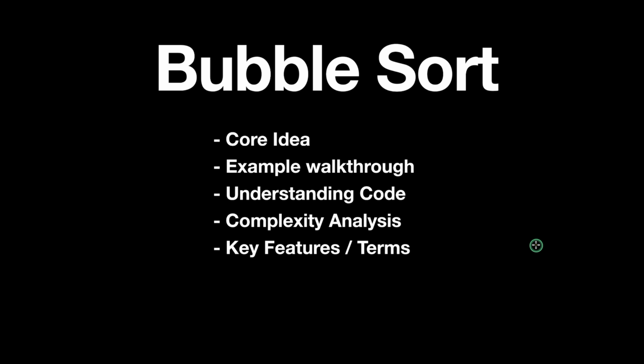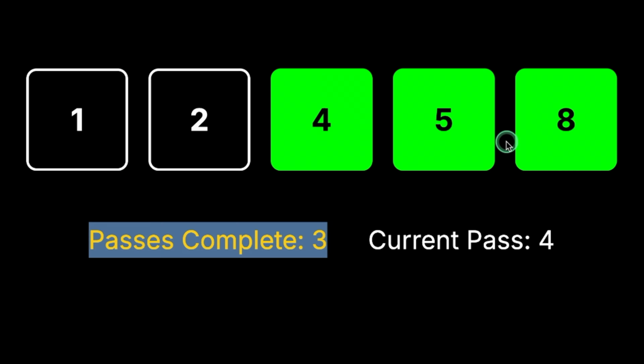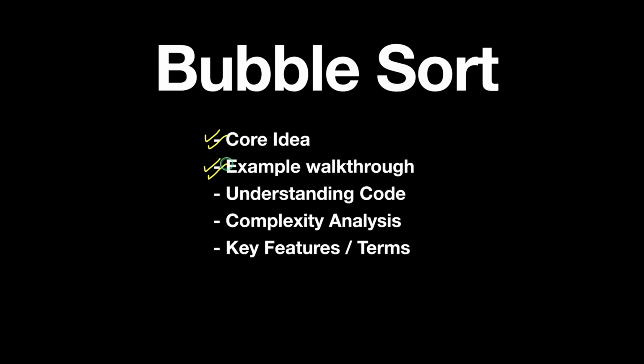Bubble sort is one of the simplest sorting algorithms, and in this video we will be looking at the core idea. We will be looking at an example that brings the core idea into action. We will write the code and understand the code, and we will also be looking at the performance of the code that we have written with the help of time and space complexity. And finally, we will be looking at the key terms and features of bubble sort that are very important with respect to interviews.